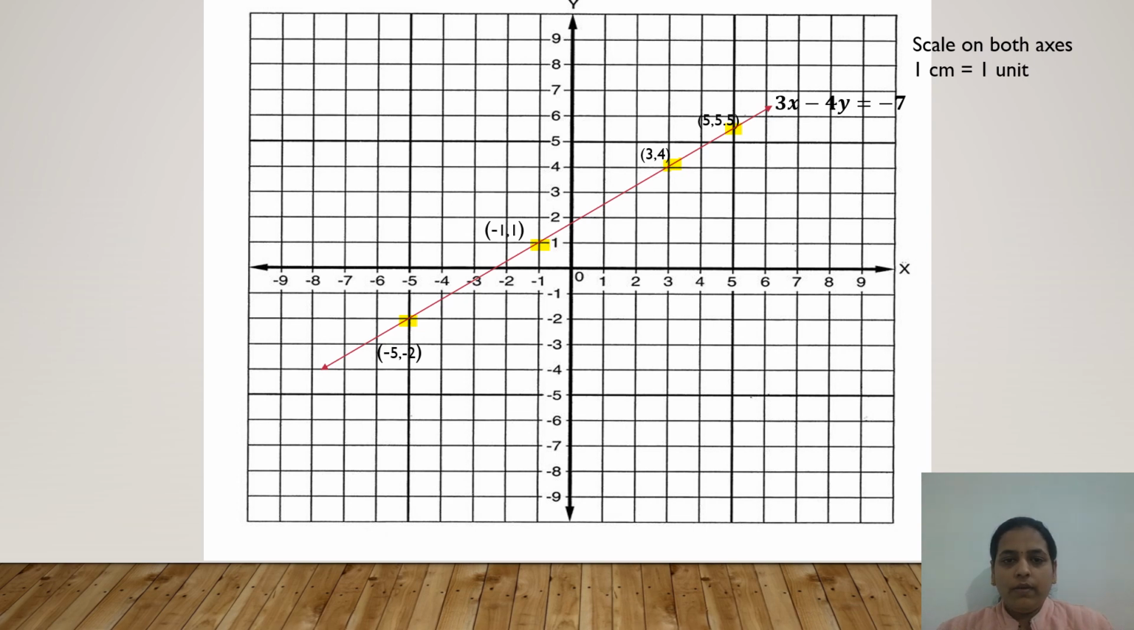Next, 0 comma 0 here. Next, 2 comma 5 here. Next, minus 2 comma minus 5. Where is it? Here. Next, 1 comma 2.5, near about here. So draw the line which passes through all these points. This is the line of the equation 5x minus 2y is equal to 0.